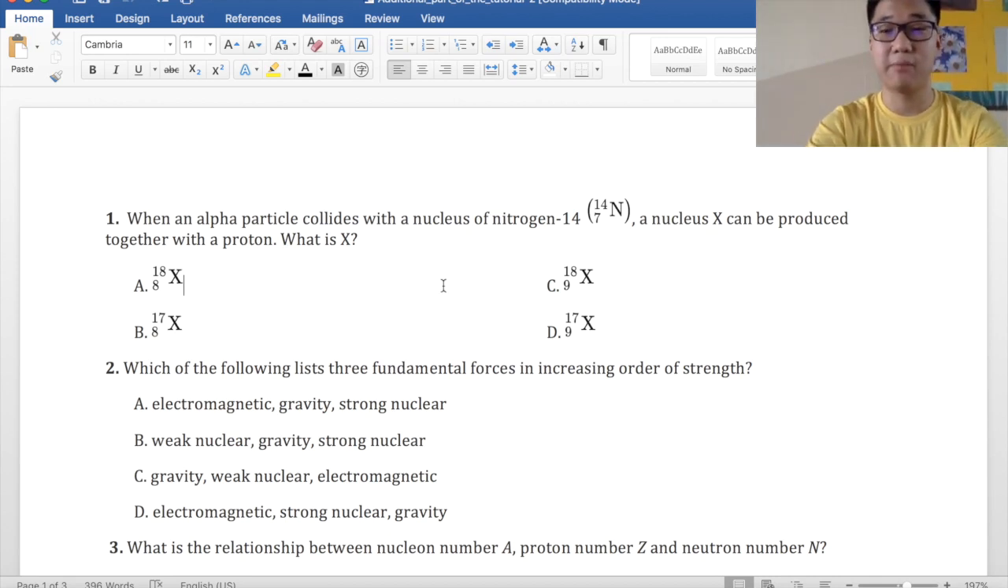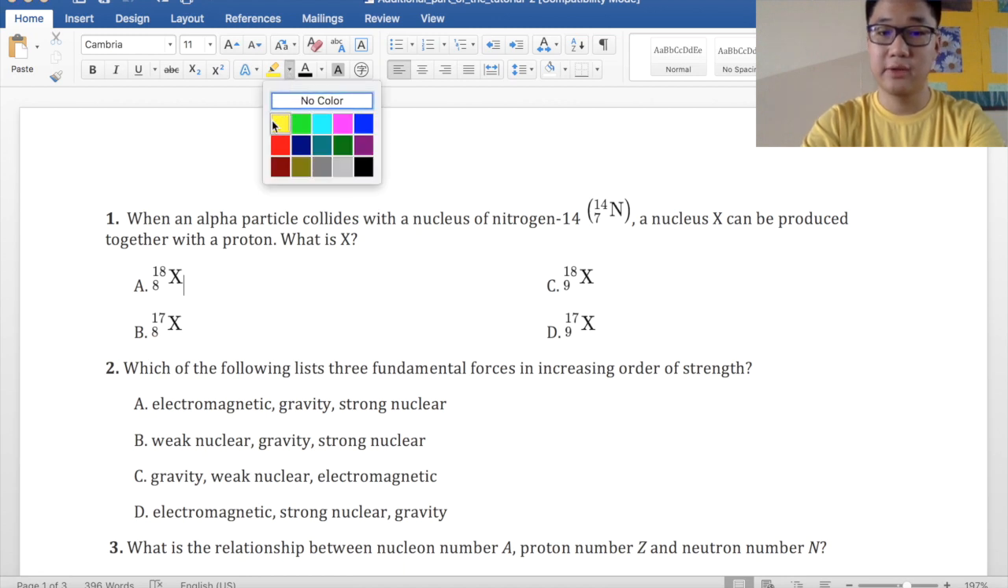Today we're going to talk about paper 1 questions of physics. So let's begin. To indicate the right answer, I'm going to highlight the correct answer.